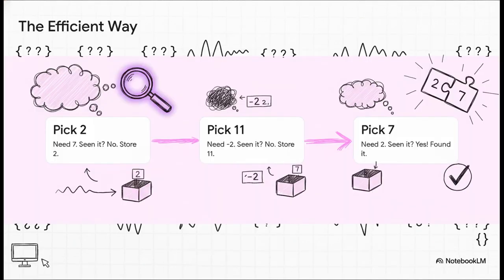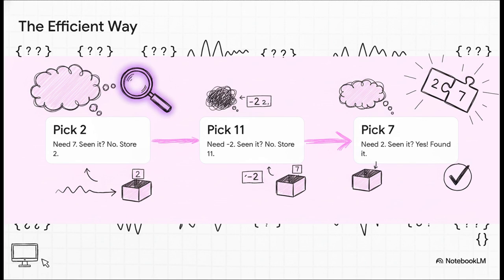Let's walk through it with our example. Our target is 9. We start at the first number, 2. The complement we need is 7, right? 9 minus 2? Have we seen a 7 yet? Nope. Okay, so we'll just remember that we've seen a 2 and move on. Next up is 11. Its complement is -2. Haven't seen that, so we remember we saw 11.